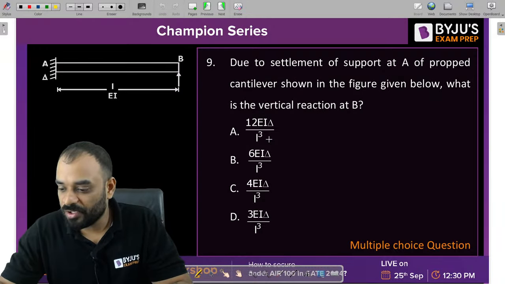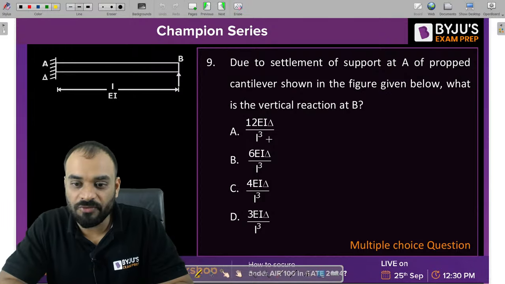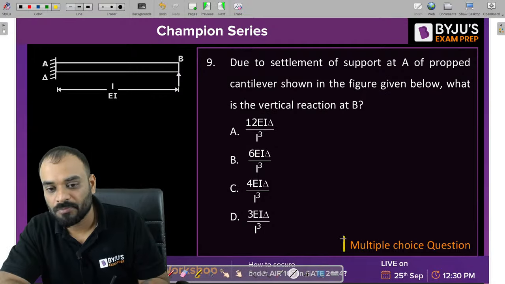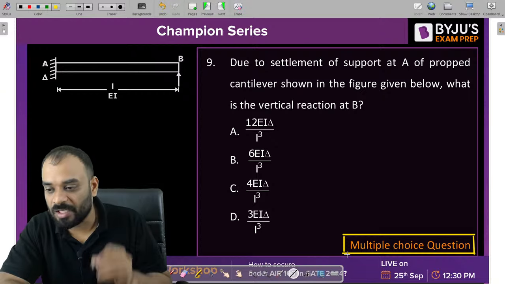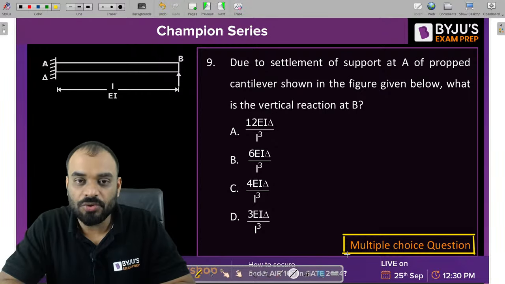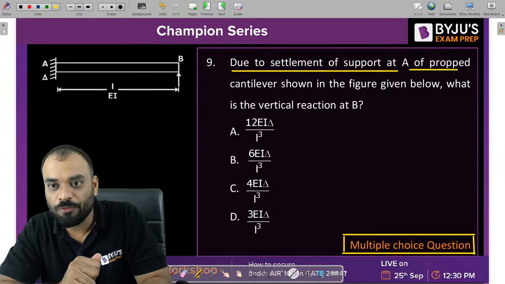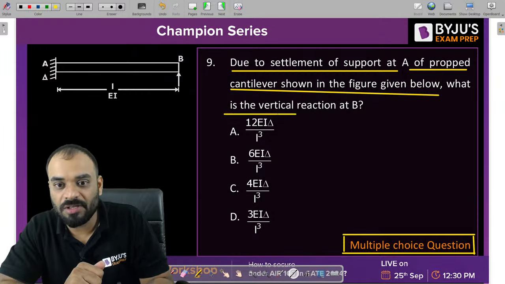Next question in front of you guys. Tell me the answer of this one. Next question in front of you, which is again an MCQ type of problem. Due to settlement of support A of the propped cantilever shown in the figure given below, what is the vertical reaction at B?